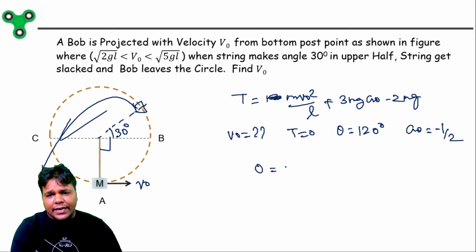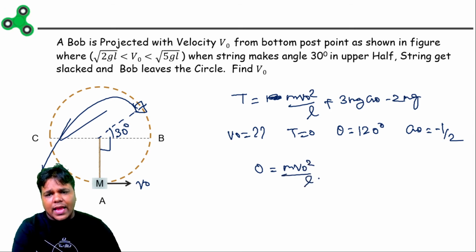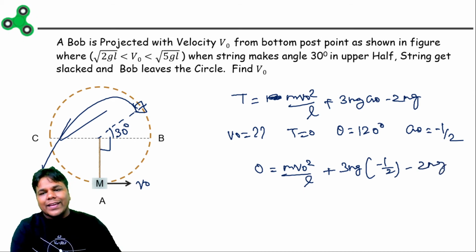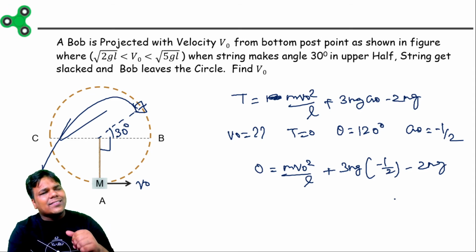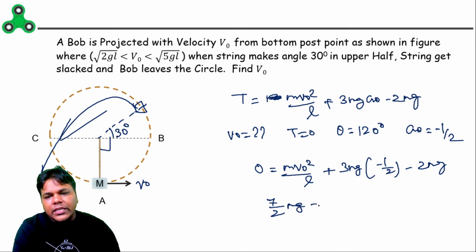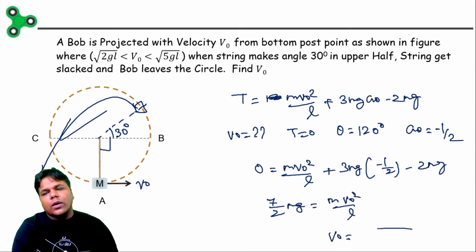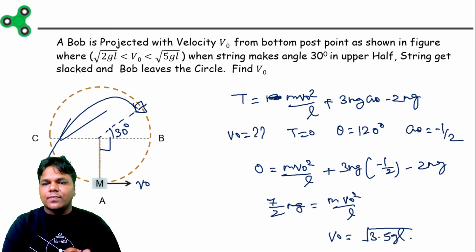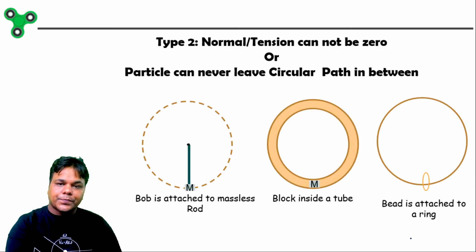We apply this. It will be m v naught square by L plus 3mg times minus half, minus 2mg. So we can say minus 3mg by 2 minus 2mg. I think it is 3.5. Yeah. So it will be 7 by 2 mg is equal to m v naught square by L. v naught is equal to under root 3.5gL. You can solve it. Sure, guys.